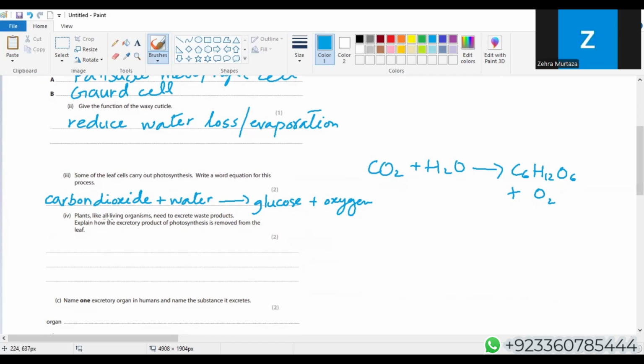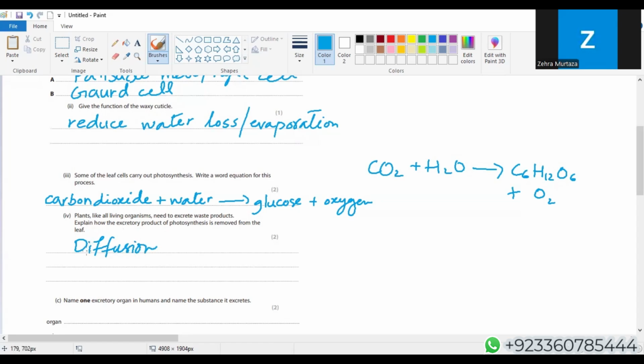Now they are asking, explain how the excretory product of photosynthesis is removed from the leaf. So it means there is a certain process by which excretory products are coming in and going outside. Any guesses? Anybody knows? Okay, so I'm going to tell you that process is called diffusion. Okay, the easiest process, I think everybody knows the definition of diffusion.